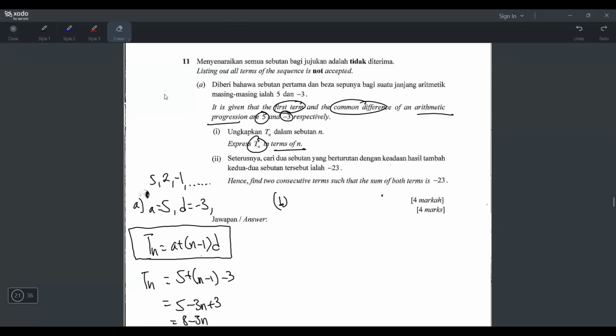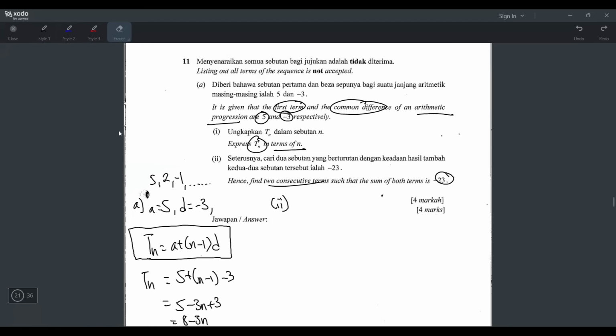Okay, let's do B. I mean the A2. A2 says, hence find two consecutive terms such that the sum of both terms is -23. What is the meaning of consecutive? Continuous or in sequence. So if I say term number 64 and term 65, this is the meaning of consecutive. 64, 65, right? Or you can say 52, 53. This is also consecutive, right? But if I say 52 plus 55, then it's not consecutive, because after 52 should be 53, not 55. Understand, right? So consecutive is like the numbers in sequence.